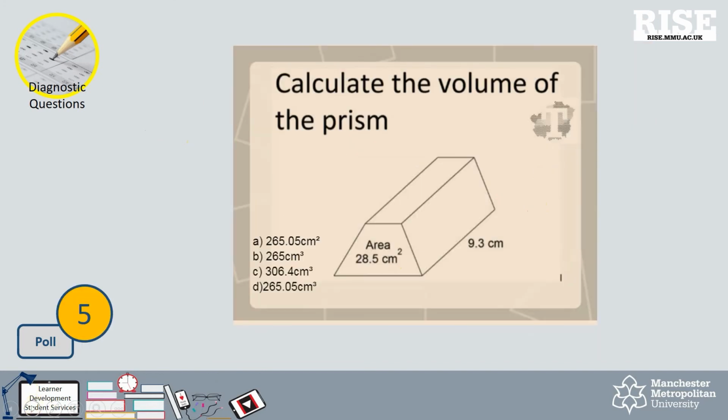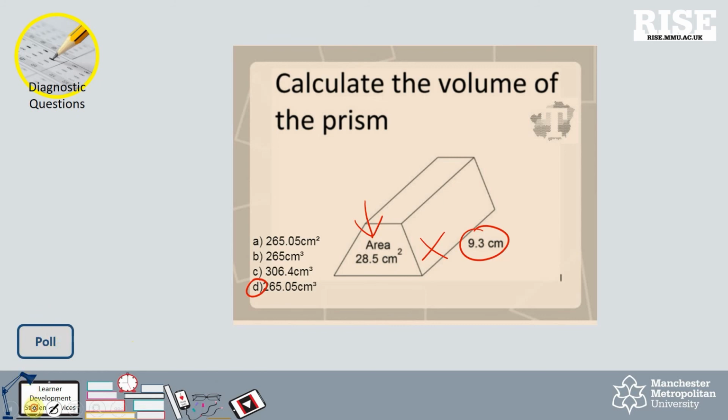What about the volume of this trapezoidal prism? We didn't have to worry about finding the area of a trapezium, even though you would know how to do that, as it's already given to us. The area is 28.5. We just need to multiply that then by how far back it goes. If I do that, I get a volume of 265.05 centimetres cubed.